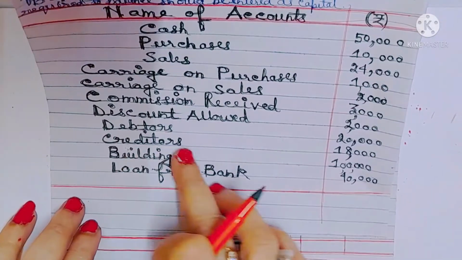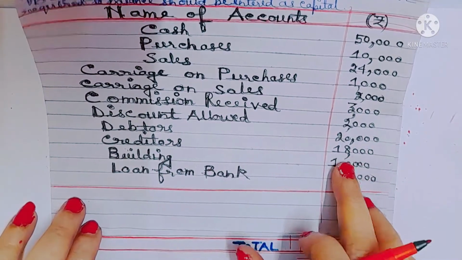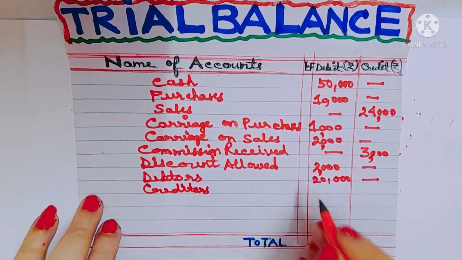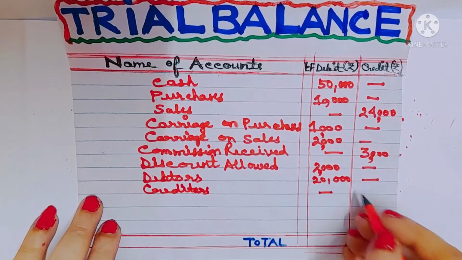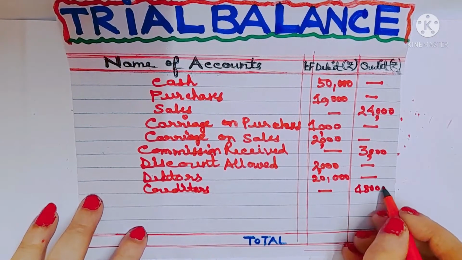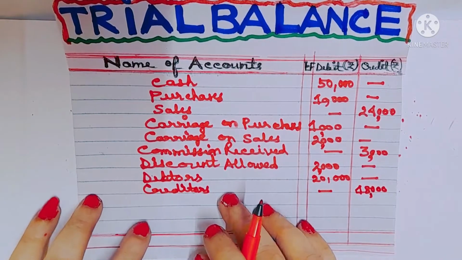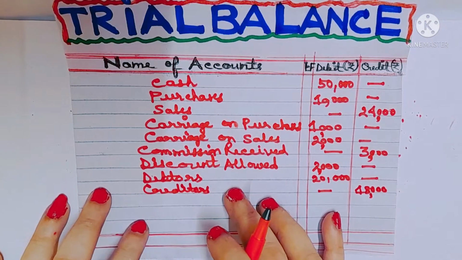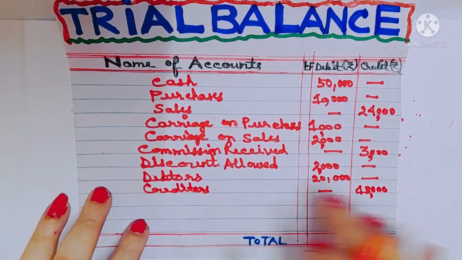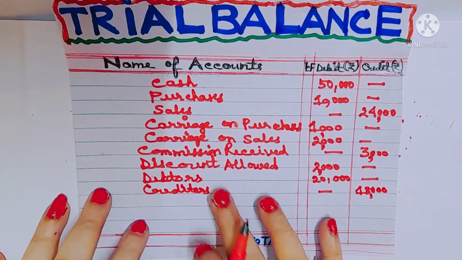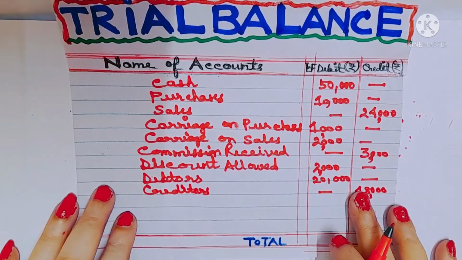The next account is creditors, 18,000. Let's write. Creditors is a credit balance, and that is the reason we're writing 18,000 in the credit column. Why is creditors a credit balance? Because creditors falls under personal account. According to personal account, the giver of the benefit is credited. Here creditor is the giver of the benefit, so creditor's account will be credited. Understood? Let's see the next account.